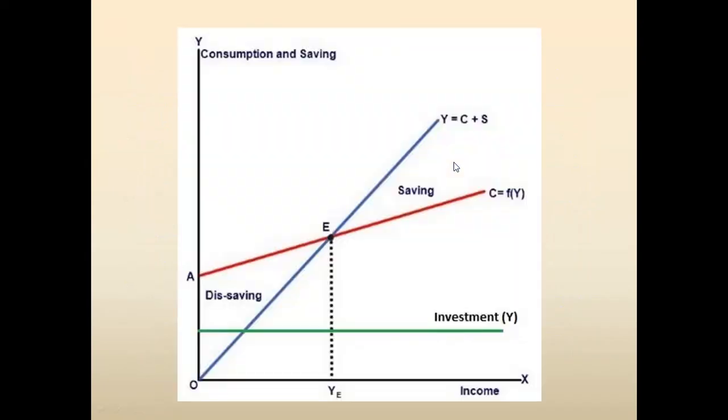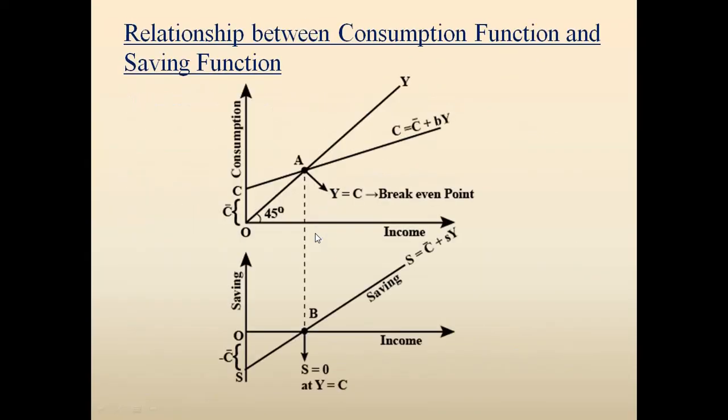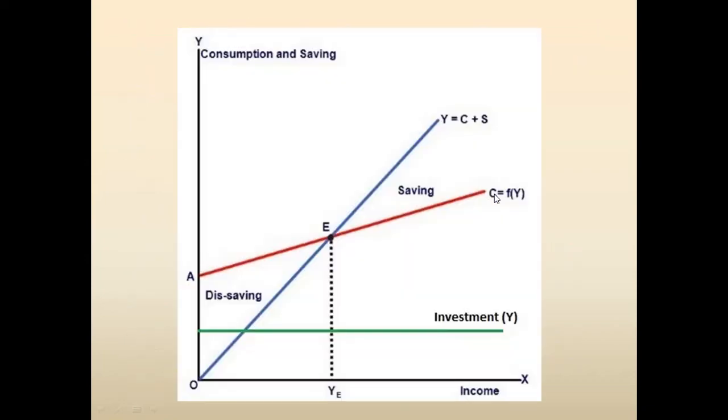We have been seeing this situation since we started discussing the consumption function. You can see here that the Y, or the AS line, is intersecting your consumption at this point E. So this point E is the break-even point or equilibrium point. Let me just show you one more graph. See, this is the break-even point, that is your equilibrium.